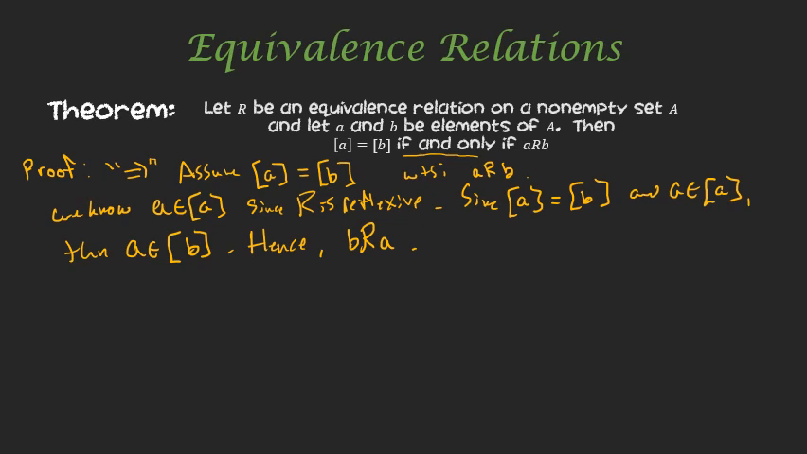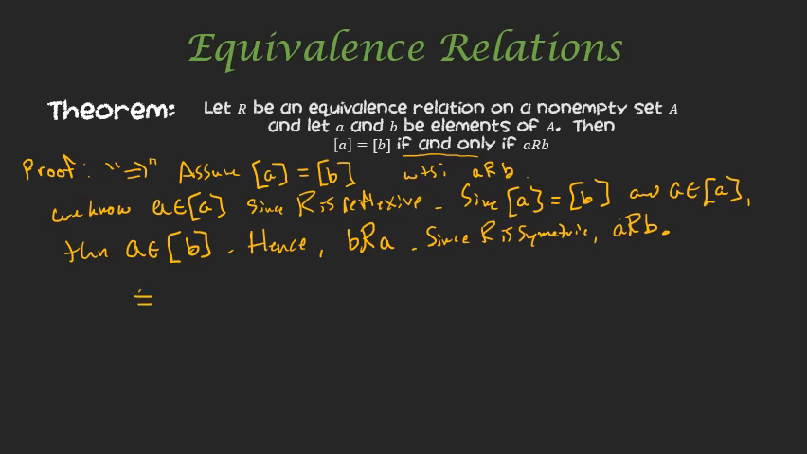I want to show a is related to b. Remember that these do have an order to them. We're talking about ordered pairs. Of course, with an equivalence relation, we know that it's symmetric. So if b is related to a, then a is related to b. So I'll say since R is symmetric, a must be related to b. And so now I have the forward direction.